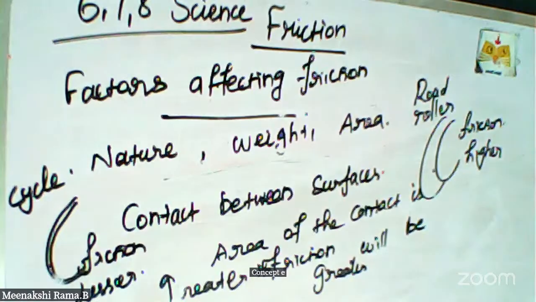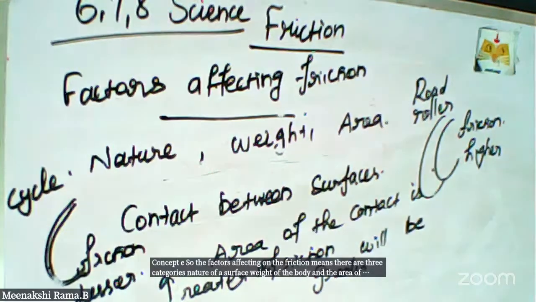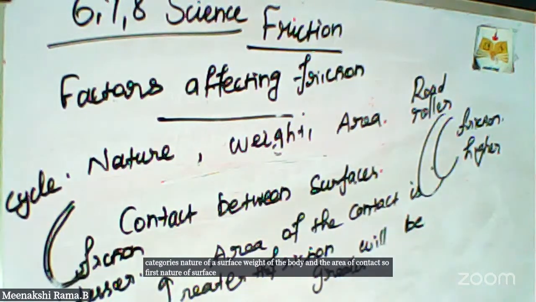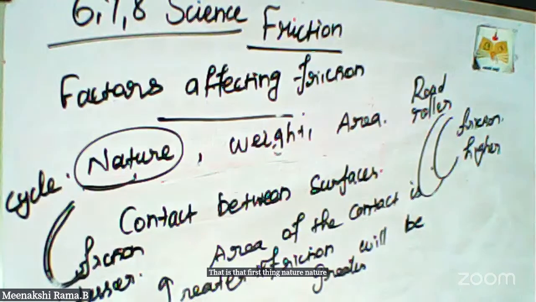The factors affecting friction fall into three categories: nature of the surface, weight of the body, and area of contact. First, nature of the surface: when moving an object, a rough surface will be difficult, while a smooth surface means it is easy to move. That is the first thing, the nature of the surface.